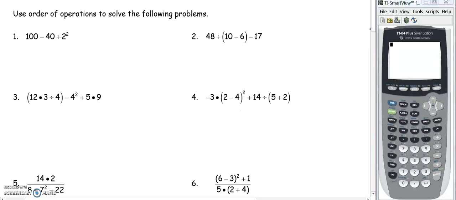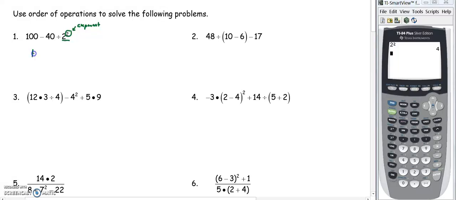In number 1, we have 100 minus 40 divided by 2 squared. 2 squared is an exponent because this 2 right here represents an exponent. So this is my first step. Now, 2 squared, remember you can just do 2 times 2, or in your calculator you can hit 2, and then the squared button is the 5th one up on the left. So 2 squared is 4.